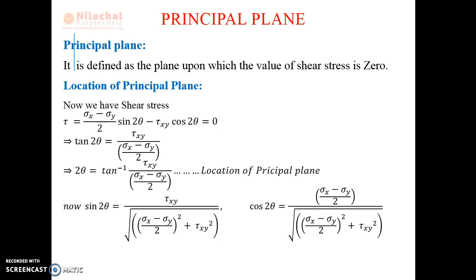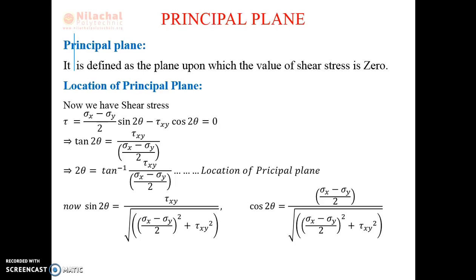What is a principal plane? It is defined as the plane upon which the value of shear stress is 0. In the previous video lecture class, we have already studied that if a body is subjected to direct stresses along the x-axis direction and y direction, along with shear stresses at all its sides, we get two formulas for shear stress and normal stress.